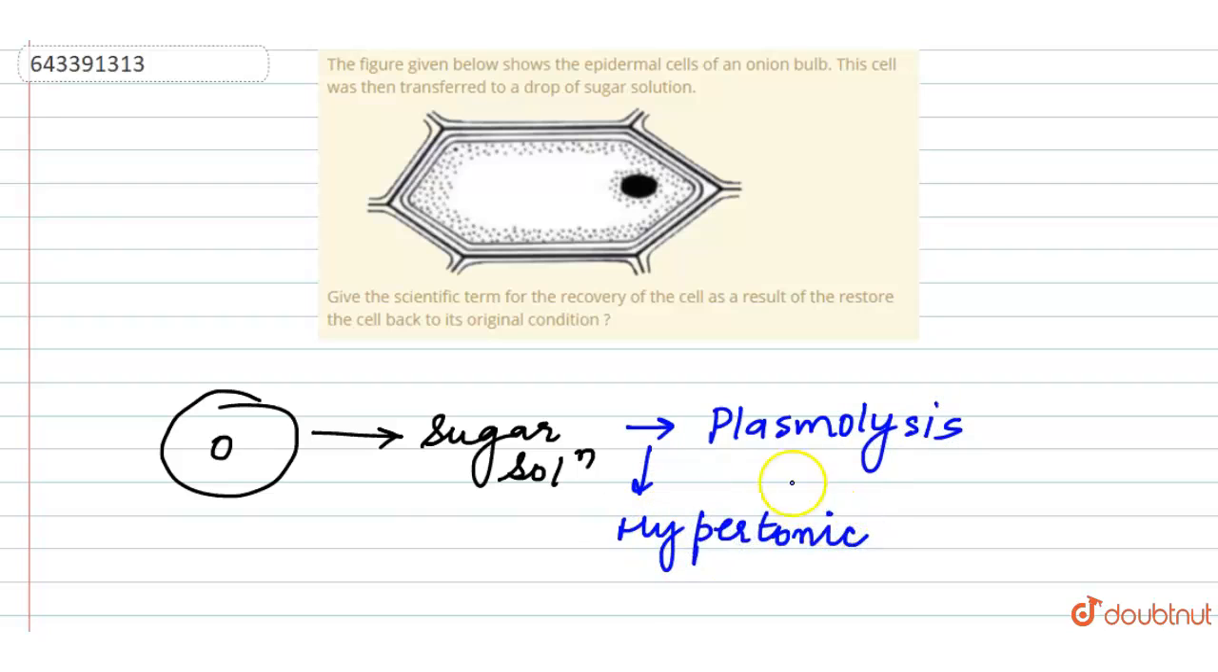So now they have asked, we need to reverse this process. So to reverse this process, we should opt for a solution that is opposite to the hypertonic solution. So the opposite to the hypertonic solution is always a hypotonic solution. Hence, the cell should be kept in a hypotonic solution.